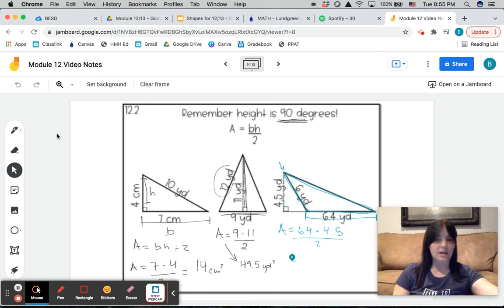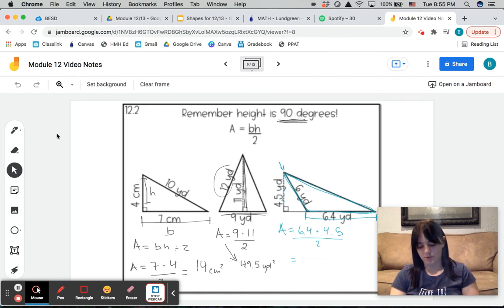So that means our area is 6.4 times 4.5, which is 28.8, and 28.8 divided by 2 is 14.4. And that's in yards squared, because we have yards.